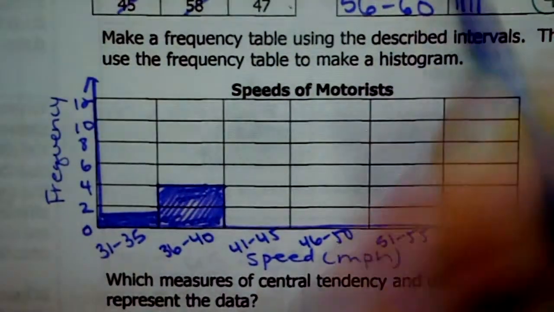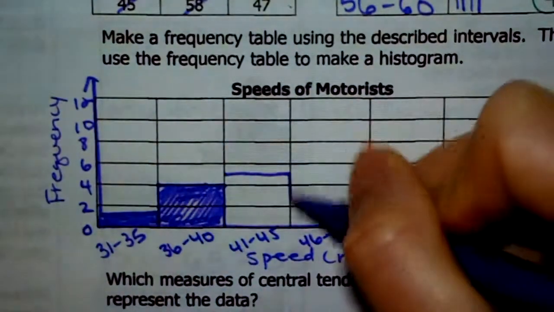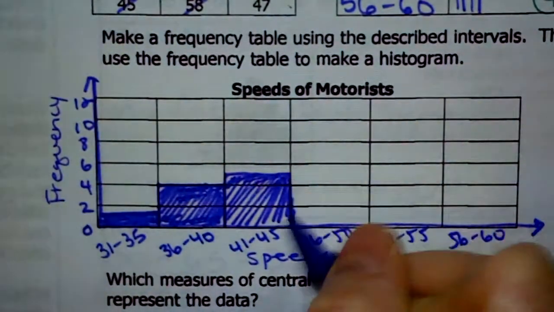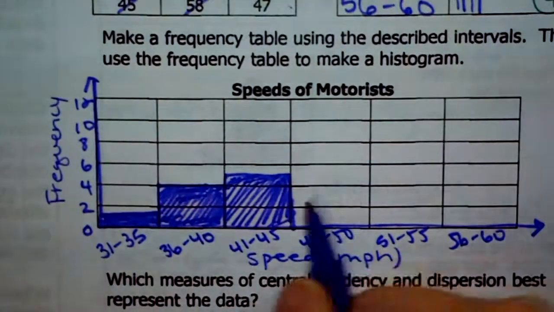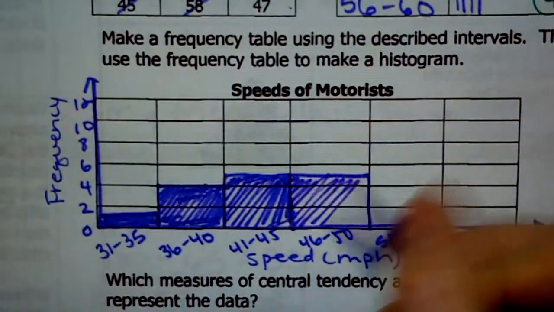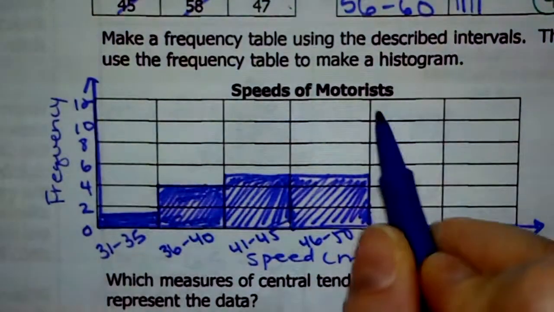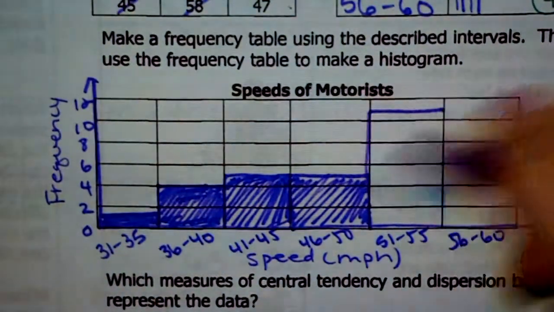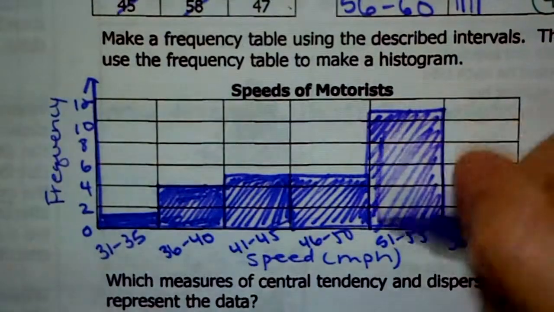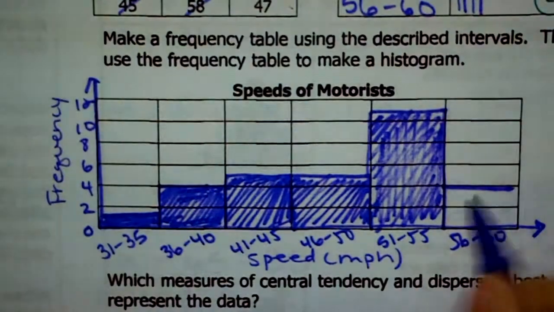Whew. 41 to 45 says it happened 5 times. So I'm going to go halfway between. There's my bar. And again, they are touching because it's continuous data. 40 rolls right into 41. 46 to 50 is also 5. Shade that in. Okay, 51 to 55 is 11. So I'm going to go all the way up to 11, halfway between the 10 and the 12. And last but not least, the 56 to 60 range is 4. So there's our 4.